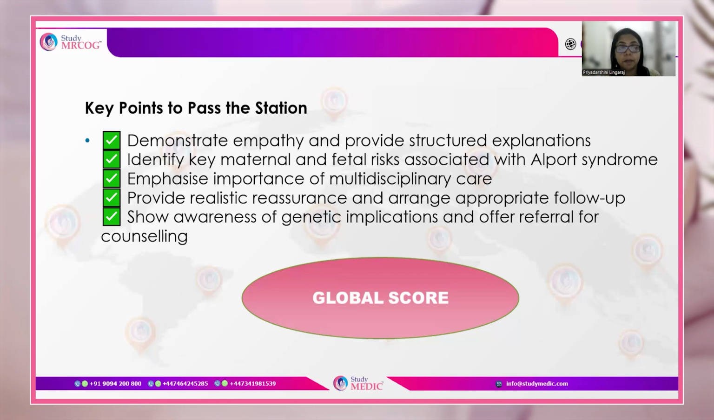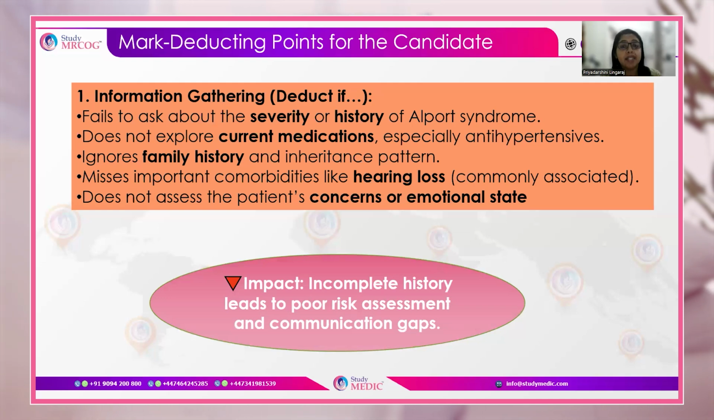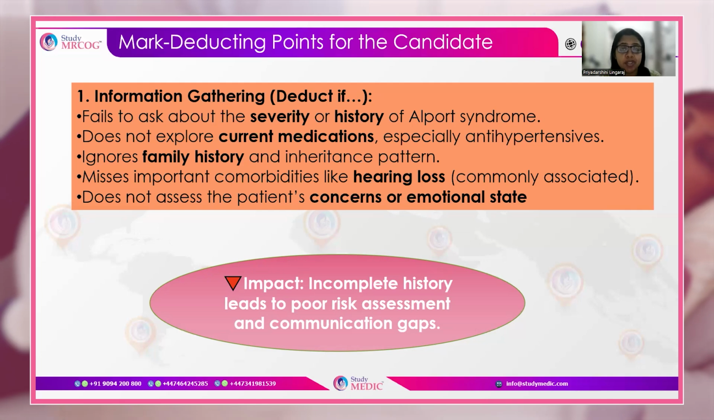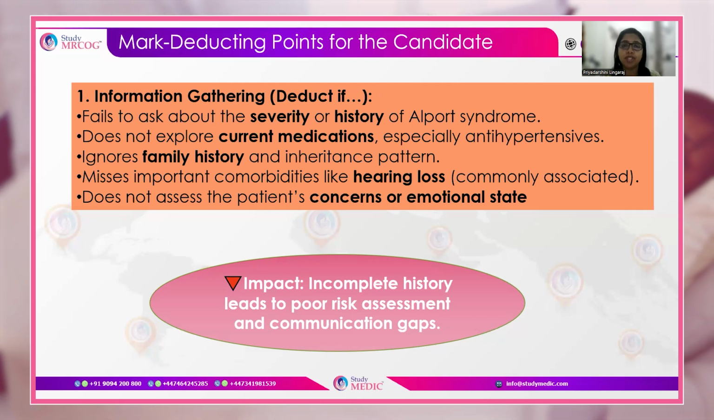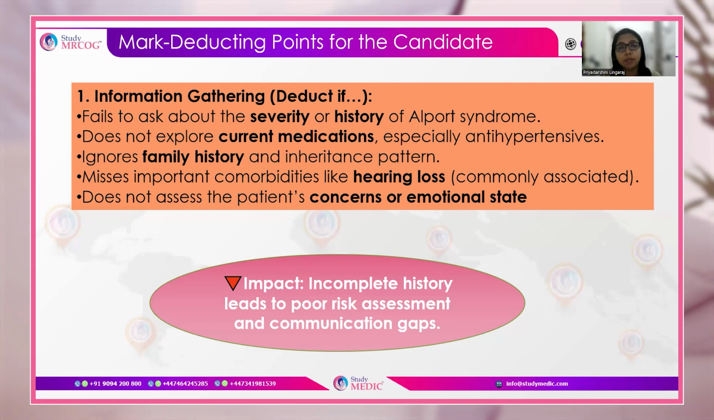then this station is going to be a clear pass. However, there are some important areas that I would like to highlight for you guys, which can be mark detracting points. When you don't ask about the severity of the Alport syndrome, thinking, yes, I know you have Alport syndrome and you're done with it, no, you need to ask about how severe the disease is, because that's going to be a key factor in how the pregnancy is going to be.